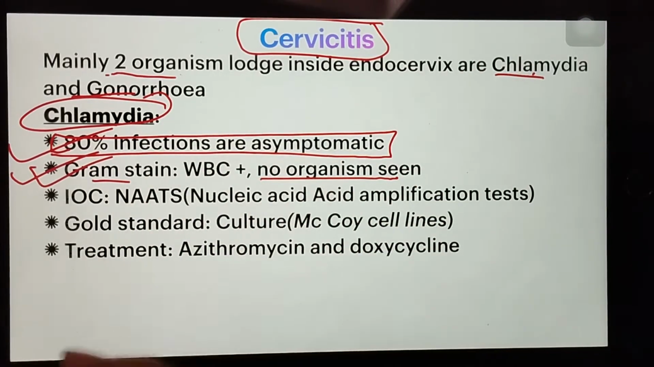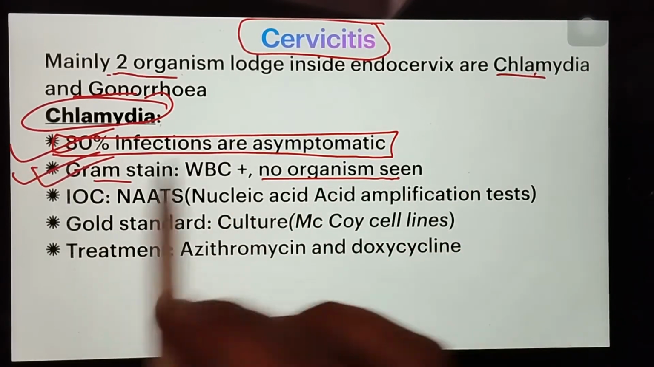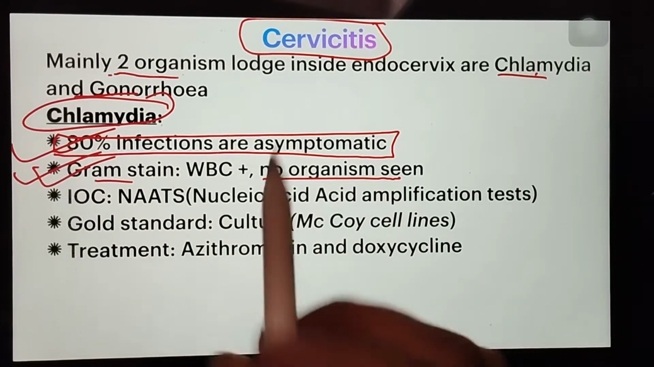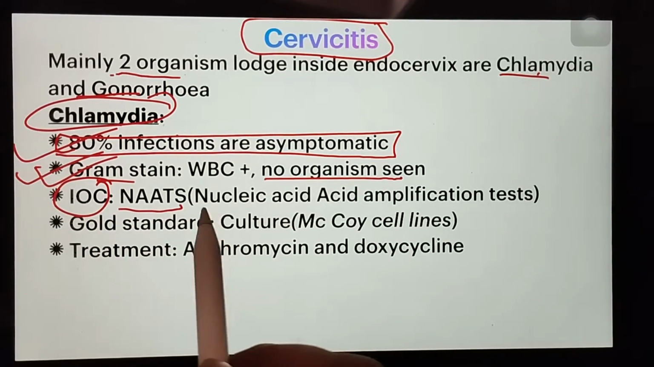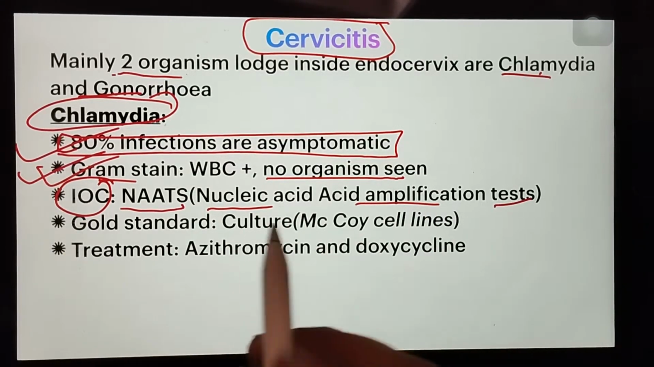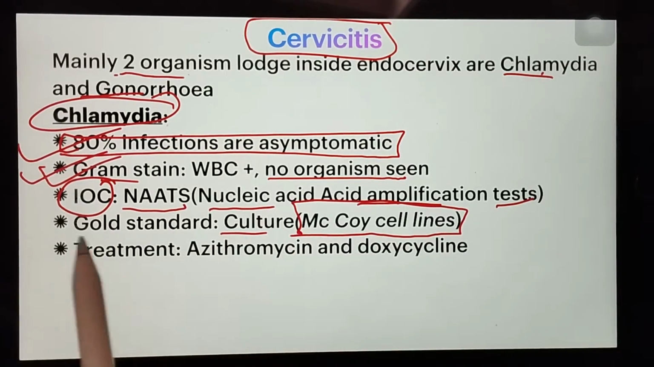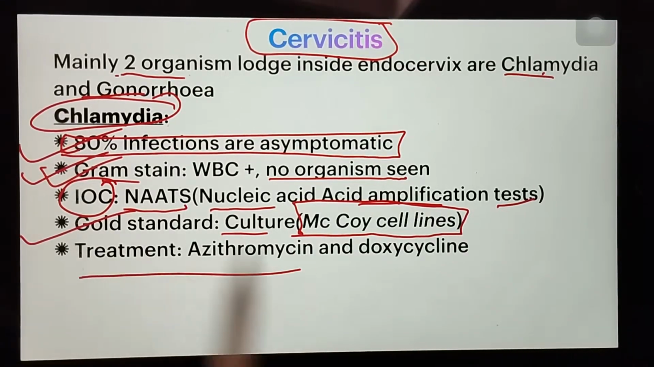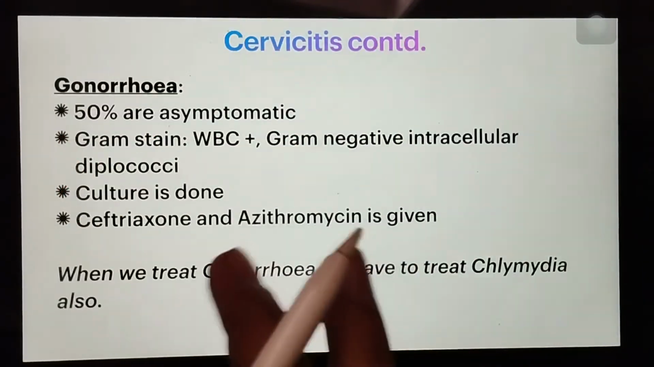In gonorrhea, which we will talk about in the next slide, organisms will be seen, but in chlamydia no organism is seen on the gram stain. The investigation of choice is NAAT, nucleic acid amplification test, and for culture, McCoy cell line culture must be done. It is the gold standard, and the treatment is azithromycin, and doxycycline can also be used for cervicitis.